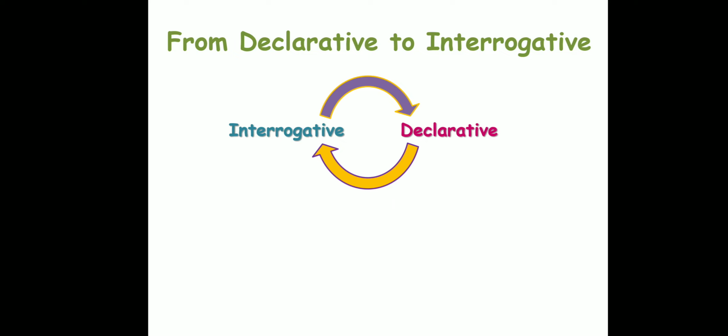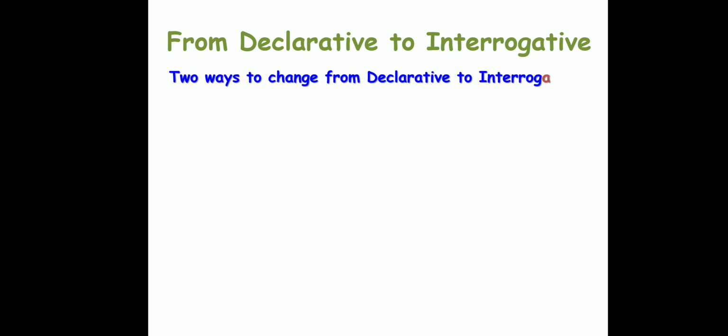Now there are a couple of rules for this. Let's see the first one. There are two ways to change from declarative to interrogative. So if I ever give you a declarative sentence and I tell you to change it into interrogative, you can do that in two ways and both the ways are going to be correct. Alright, let's see what the two ways are.